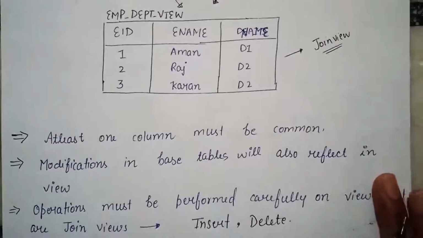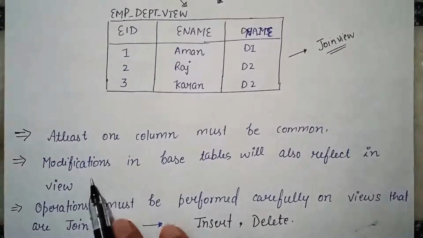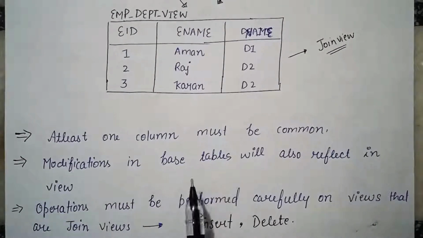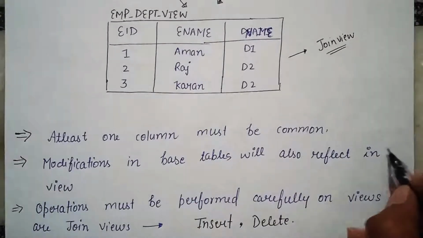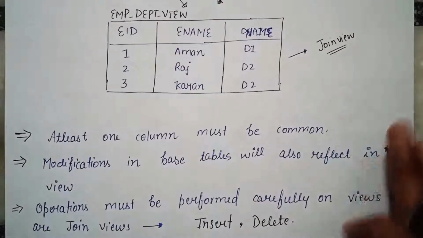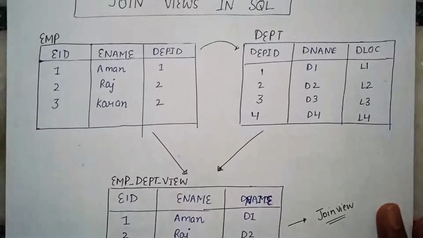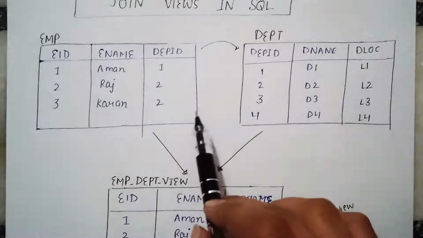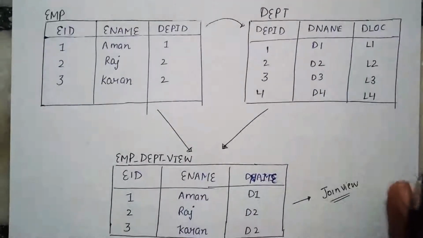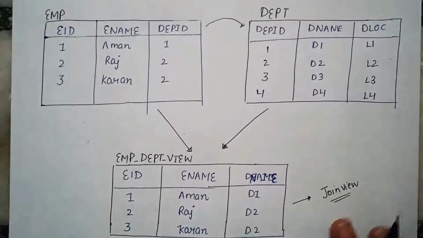Now let's see the second condition. Whatever modifications we perform in the base tables will also reflect in the views. This is an important point to understand. Whatever modification we perform in these base tables will also reflect in the join views. What is the reason behind it?